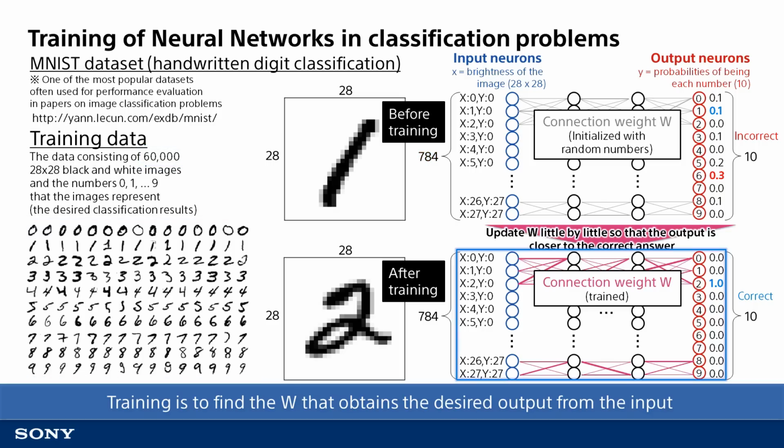This is an image of a neural network that has been optimized in this manner. If, for example, we input the digit 2, a completely new image that has not been used for training, from the left, then calculate from left to right, making the probability of the digit 2 1.0 and the probability of any other digit 0.0, the correct answer will be output. If we adjust the connection weight W that was initialized with random numbers at first, so that training data outputs correct answers, we can train the neural network in the classification problem.